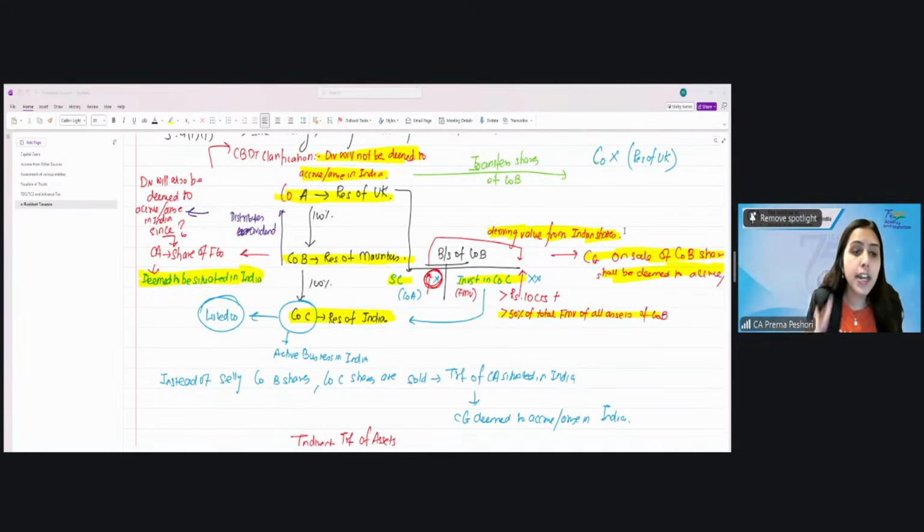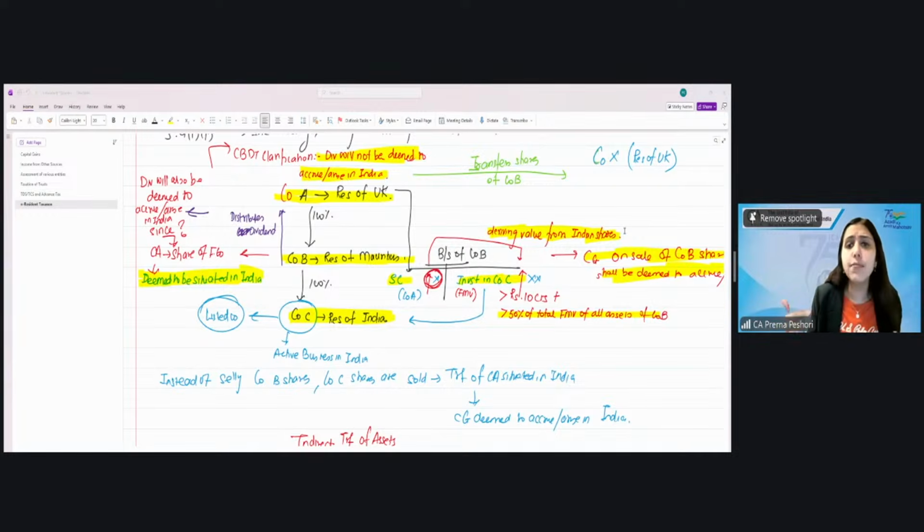So obviously the share capital, the liability side, you will derive the value from the asset side itself. Now as the value of company C will grow, the shares of company B will also grow. So what they are saying is that the shares of company B shall be deemed to be situated in India if the shares derive the value from the Indian asset or the Indian shares.